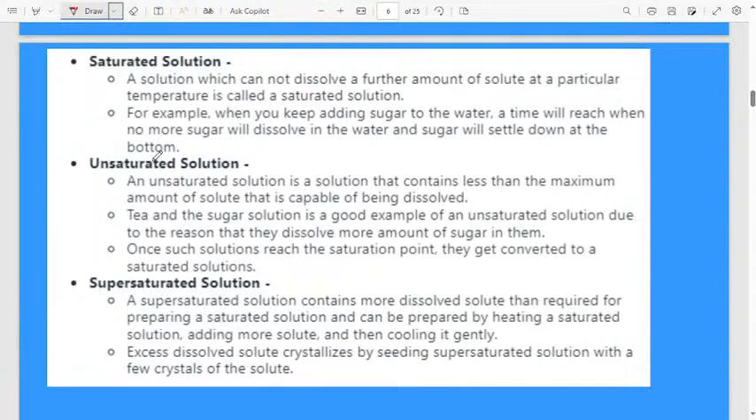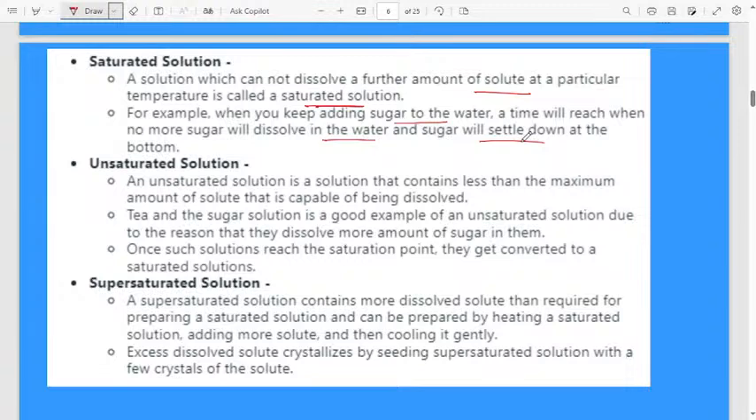Next one, what is meant by a saturated solution? A solution which cannot dissolve a further amount of solute at a particular temperature is called a saturated solution. For example, when you keep adding sugar into water, a time will reach when no more sugar will dissolve in the water. Sugar will settle down at the bottom. You can observe this at your home also.